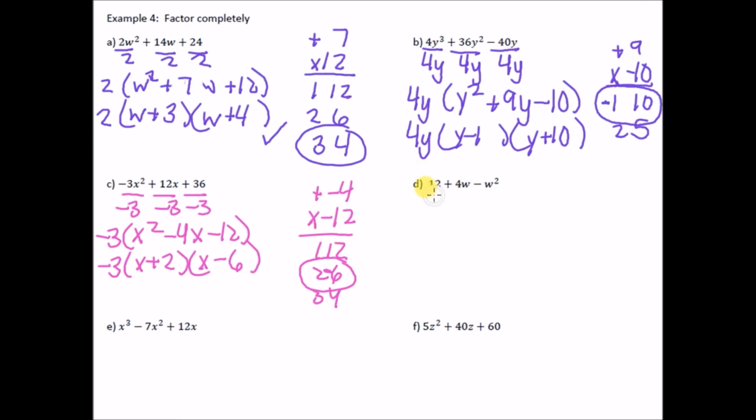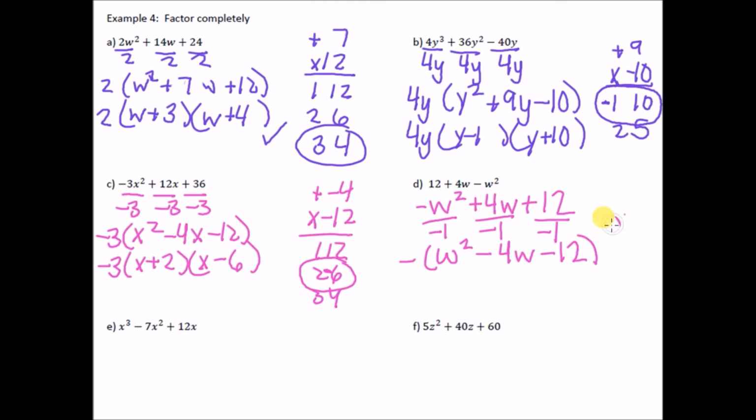For question D, what we want to do first is put this into standard form. So we'll put the w squared term first, and then the w term, and then the 12, the constant. So we can never factor with this leading coefficient being a negative. So let's go ahead and divide each term by -1, and that's going to be a common factor. So now we're going to deal with the trinomial w squared minus 4w minus 12.